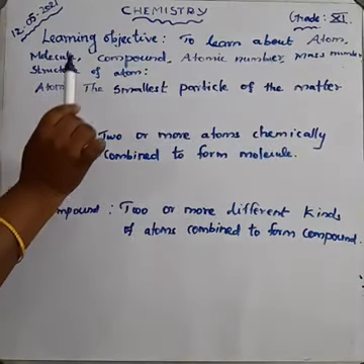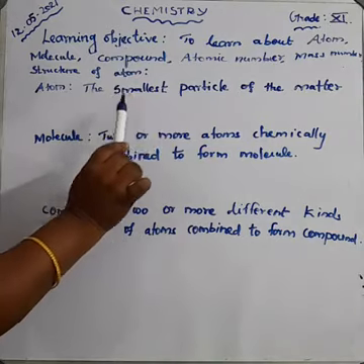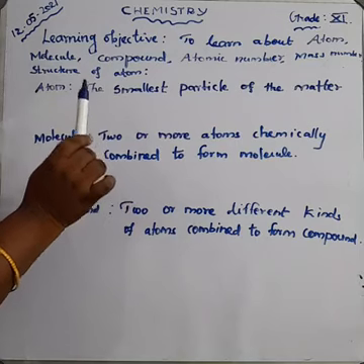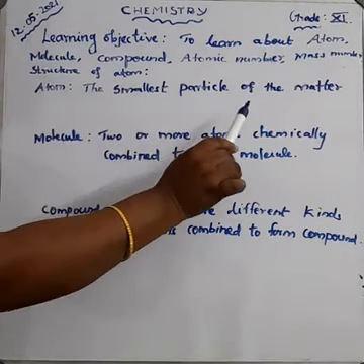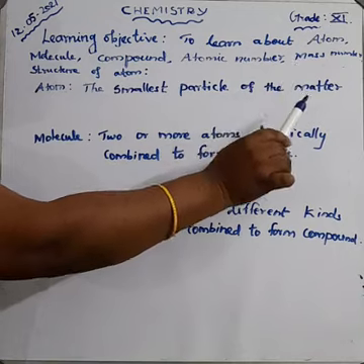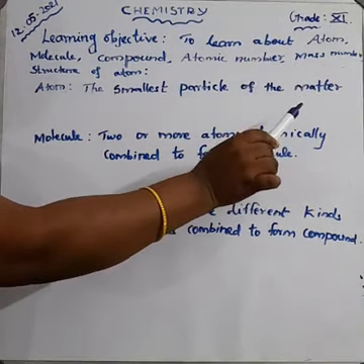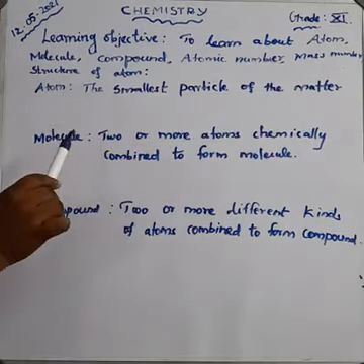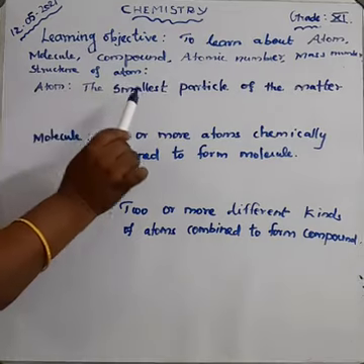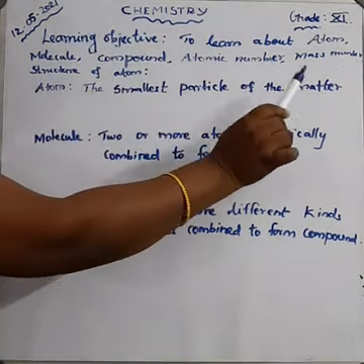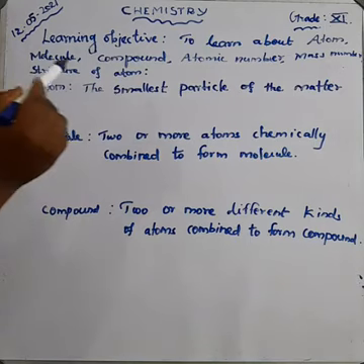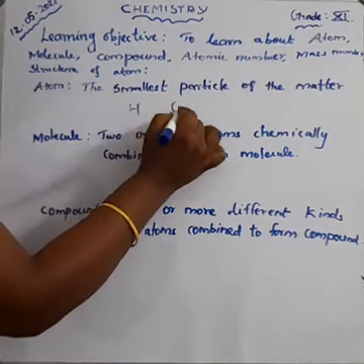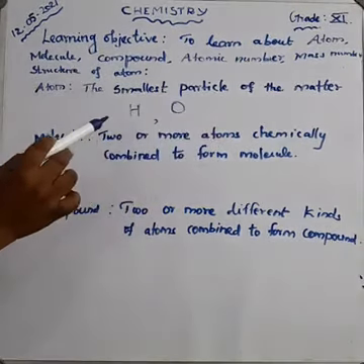So atom means the smallest particle of matter. Matter means everything you see around yourself that has mass and occupies space. So atom means the smallest particle of the matter. For example, what is the example for atom? Hydrogen, oxygen. These are examples of atom.